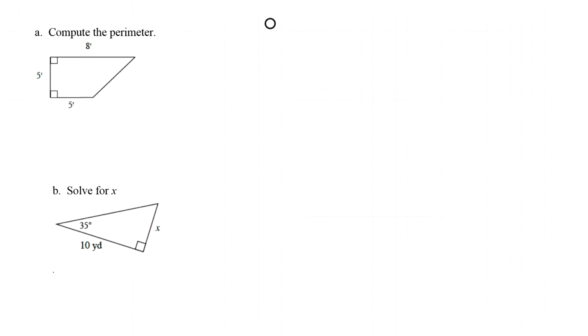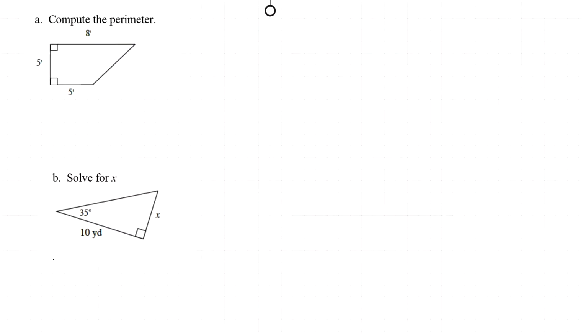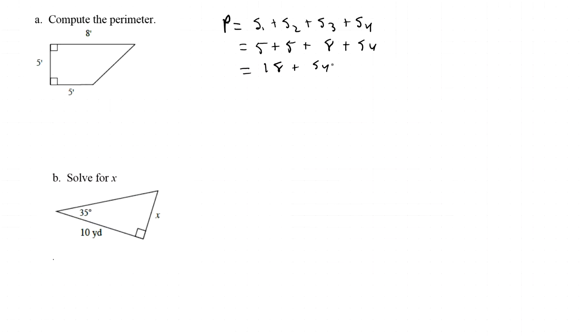In this first problem, what we want to solve is to find the perimeter of this. So we know that perimeter is going to be S1 plus S2 plus S3 plus S4. And we can see that we have 5 plus 8 plus S4, we don't know. So we've got 18 plus S4. And so we need to figure out what this side over here is.